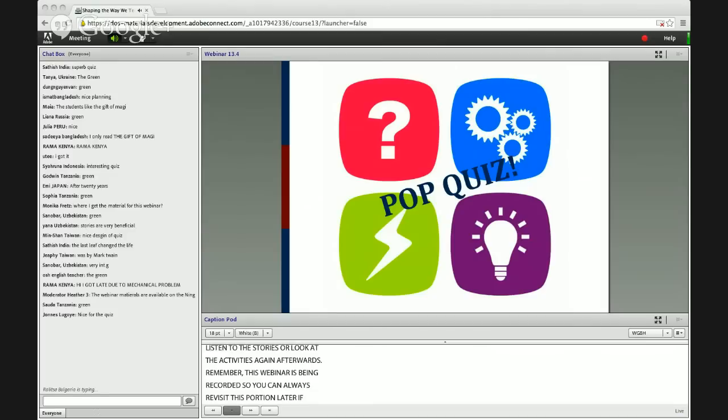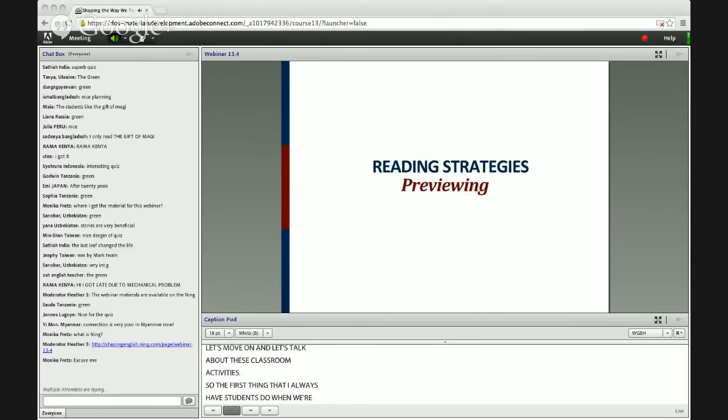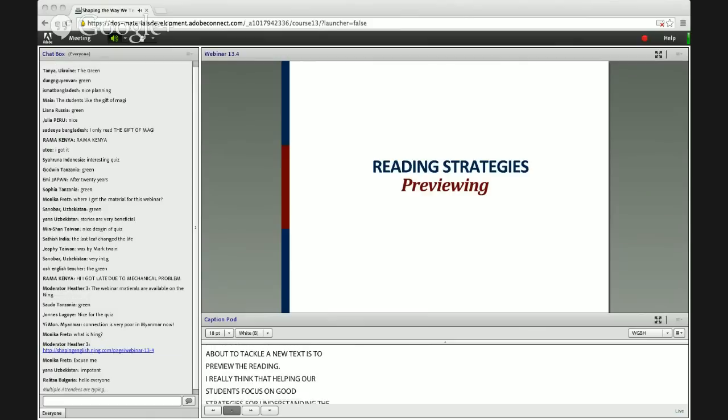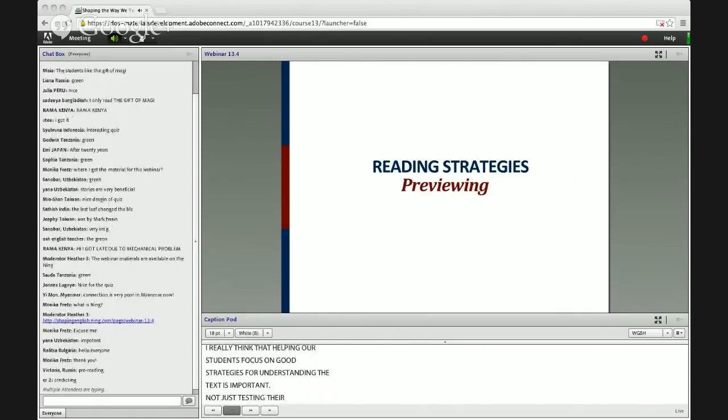And let's talk about these classroom activities. So the first thing that I always have students do when we're about to tackle a new text is to preview the reading. I really think that helping our students focus on good strategies for understanding the text is important. Not just testing their comprehension, but giving them strategies to improve their comprehension. And one way we can do this is by previewing a reading. So why should we preview a reading?